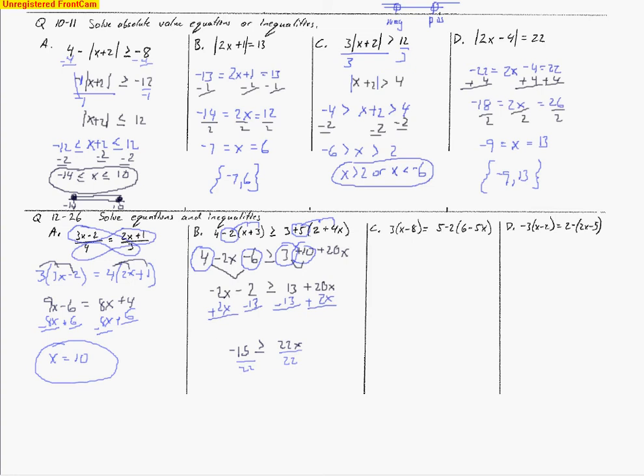So let's talk about the answer real quick. I got a fraction, just negative 15 over 22. Bring down the inequality sign. Now, I don't switch that inequality sign because I divided by a positive, not a negative.